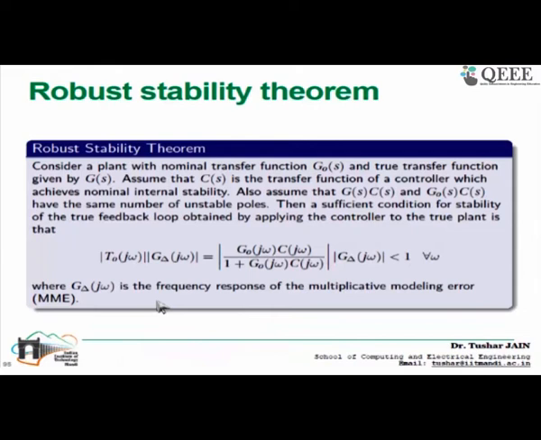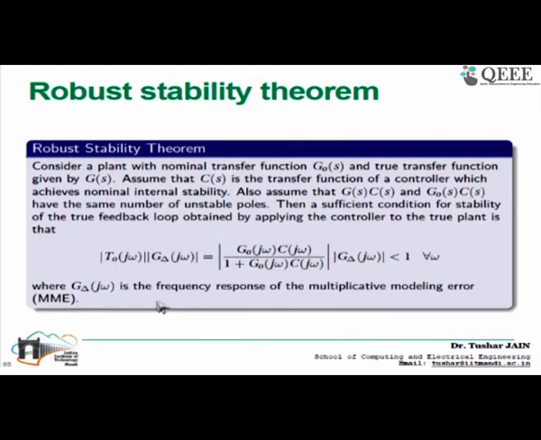So now the main theorem comes, which says: consider a plant with nominal transfer function G naught of s and true transfer function given by G of s. Assume that C of s is the transfer function of a controller which achieves nominal internal stability. We have seen the stability conditions for the nominal internal stability. Also assume that G of s C of s and G naught of s C of s have the same number of unstable poles. What it means is that though there is some uncertainty in the plant, my assumption says that this uncertainty retains the unstable poles within the true transfer function of the plant.